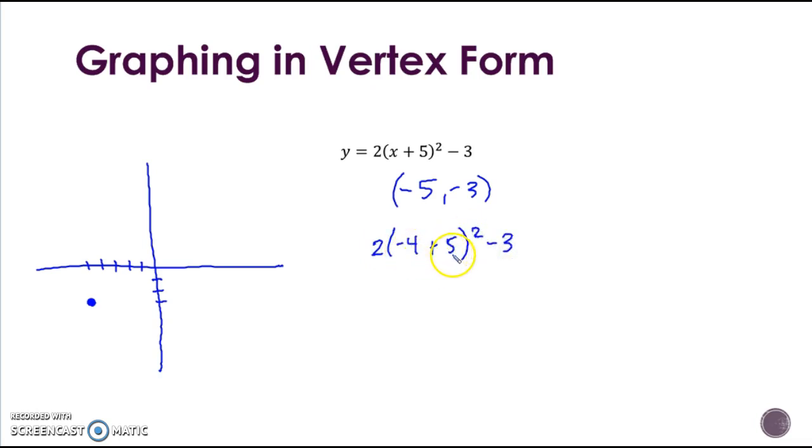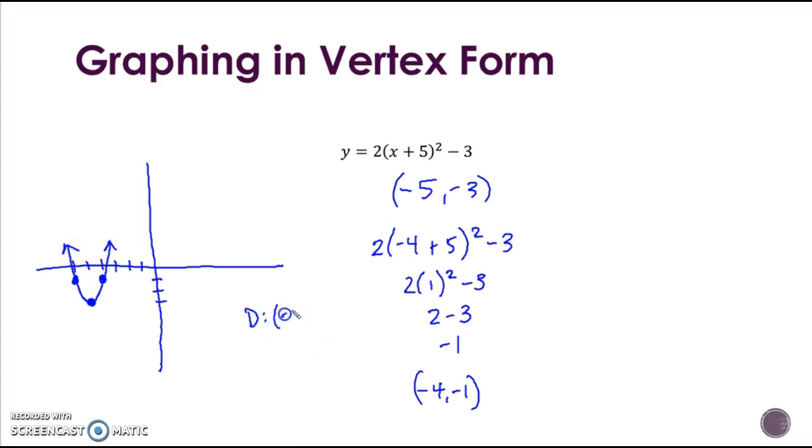So -4 plus 5 is 1. 1 squared is 1 times 2 is 2. And then 2 minus 3 is -1. So I have a point at -4, -1. Remember the vertex is in the middle. It's on my axis of symmetry, so I can reflect that point over to this side. And there's my u. Domain is always all real numbers. Range -3 to positive infinity.